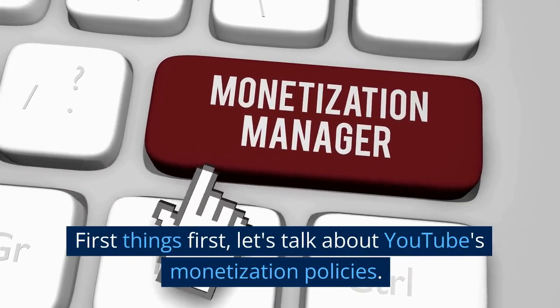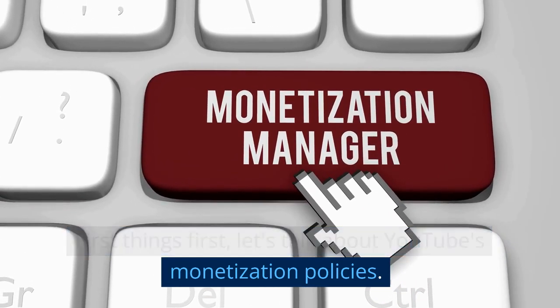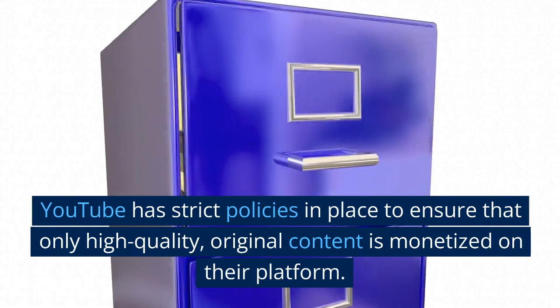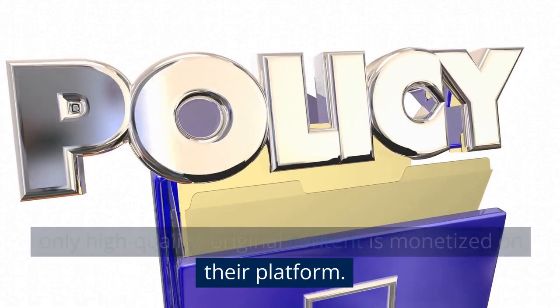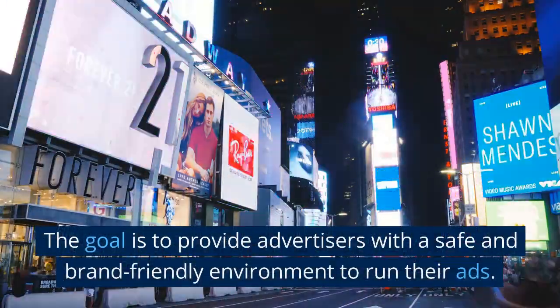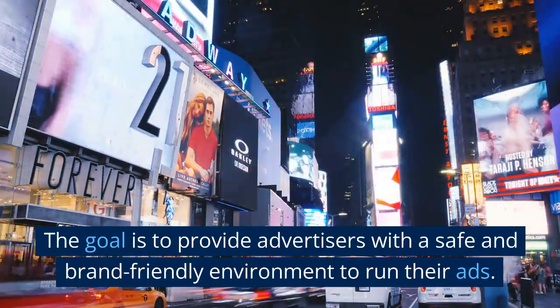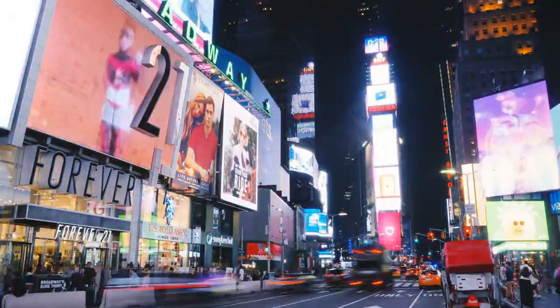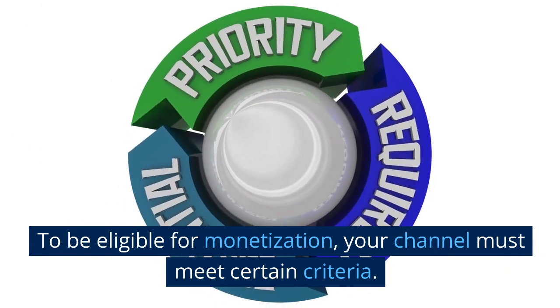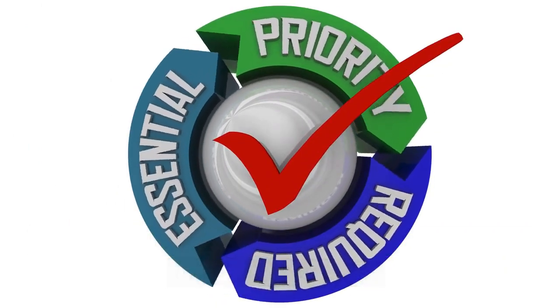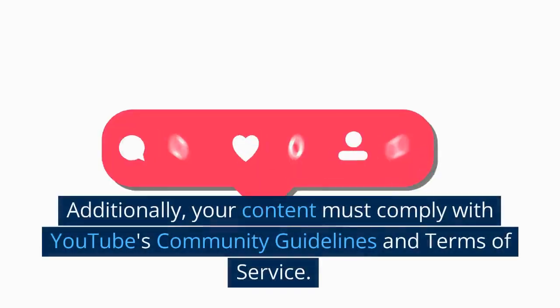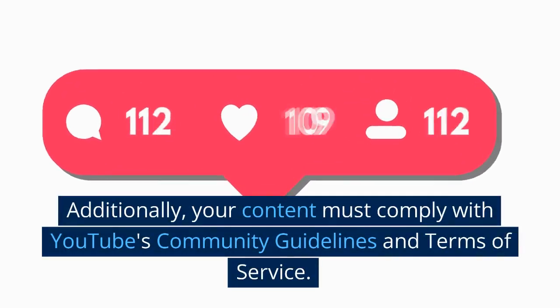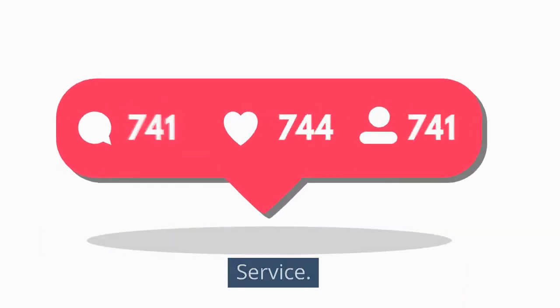Section 1, YouTube's monetization policies. First things first, let's talk about YouTube's monetization policies. YouTube has strict policies in place to ensure that only high-quality, original content is monetized on their platform. The goal is to provide advertisers with a safe and brand-friendly environment to run their ads. To be eligible for monetization, your channel must meet certain criteria. You need to have at least 1,000 subscribers and 4,000 hours of watch time in the past 12 months. Additionally, your content must comply with YouTube's community guidelines and terms of service.